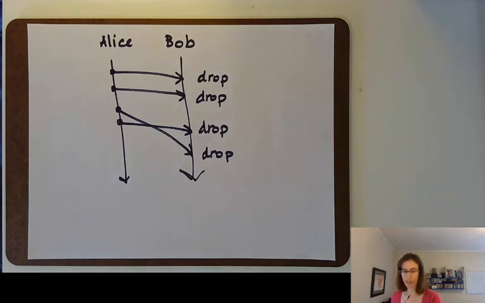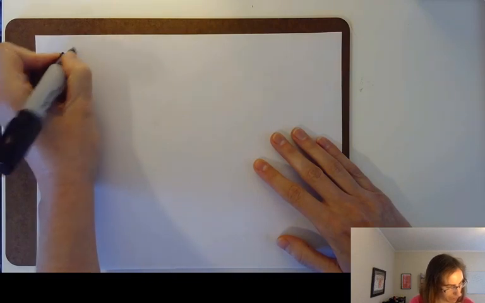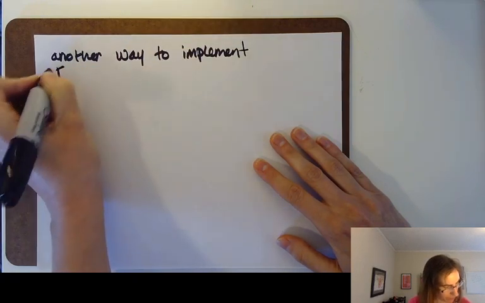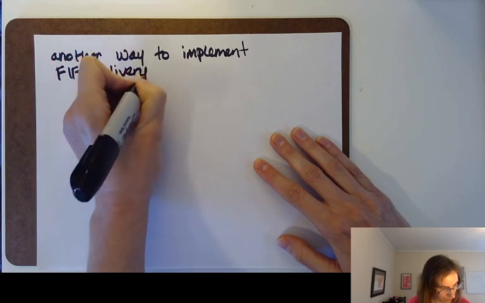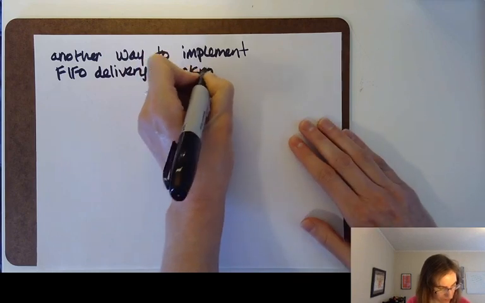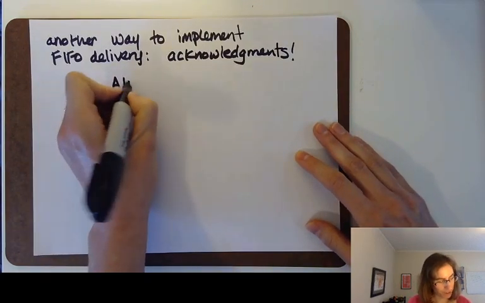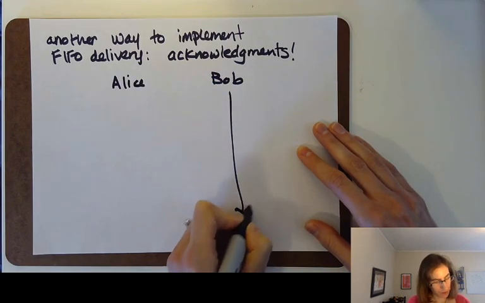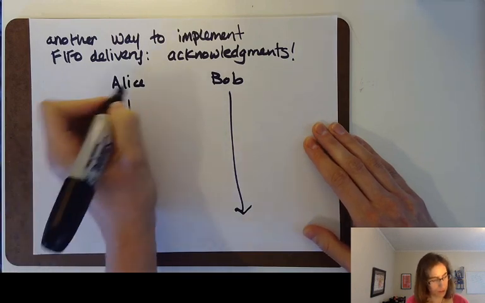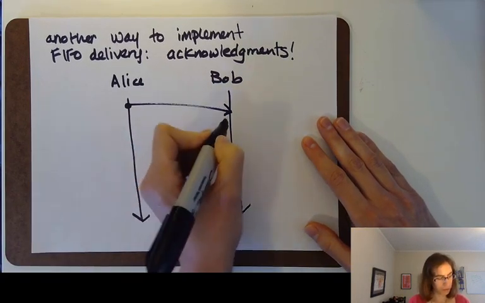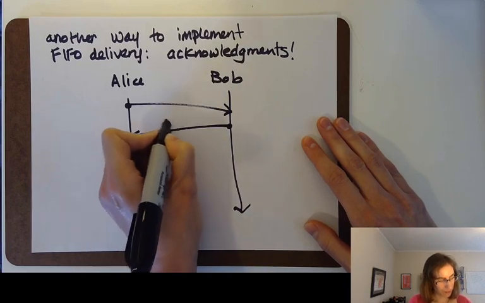So a couple people in chat have already suggested another possibility for implementing FIFO, as an alternative to sequence numbers. Another way to implement FIFO delivery is acknowledgements. So in the acknowledgement approach, we have our sender and our receiver. Alice sends a message, and there's actually no need for her to send a sequence number. And Bob sends back an acknowledgement. Okay, I got it.